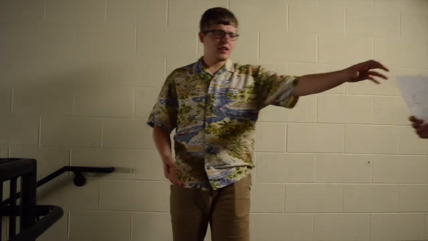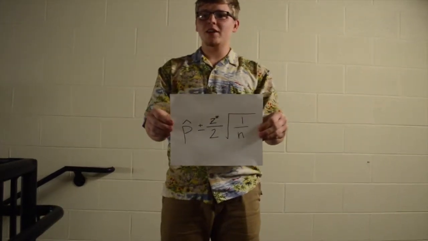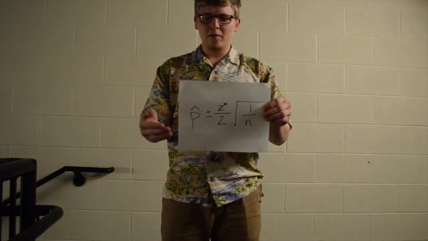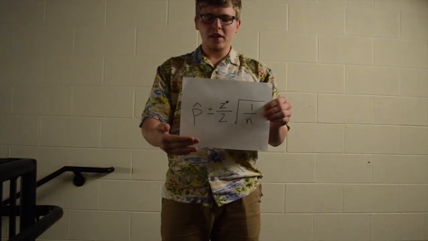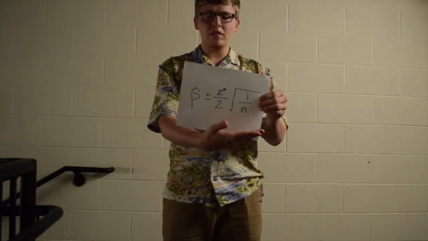Hello. Today I will be talking about computing and interpreting confidence intervals for a proportion or mean. Here's the equation for computing and interpreting confidence intervals for a proportion or mean. You have p hat plus or minus z star divided by 2 times the square root of 1 over n.